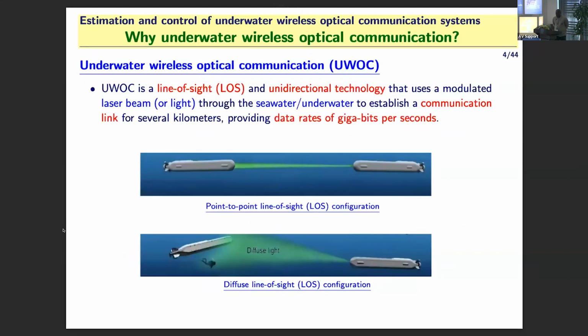Let's start with the definition of underwater optical wireless communication. It's a line of sight and unidirectional technology. Unidirectional maybe makes for some kind of challenge, but we need to deal with that. It uses a modulated laser or light through the underwater environment, or the sea, to establish a communication link over several kilometers, and that also provides data rates of gigabits per second. There are two configurations here, as you can see: a point-to-point line of sight configuration and a diffuse line of sight configuration.